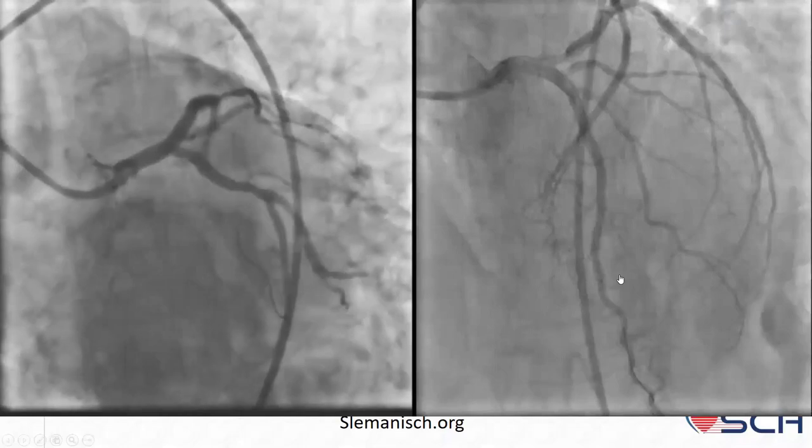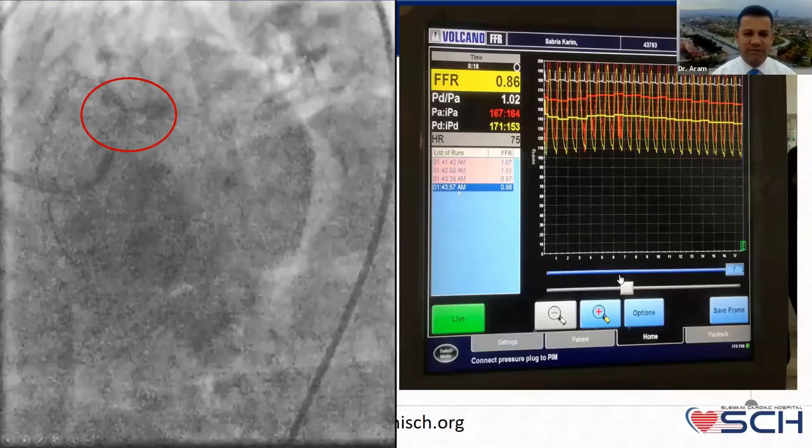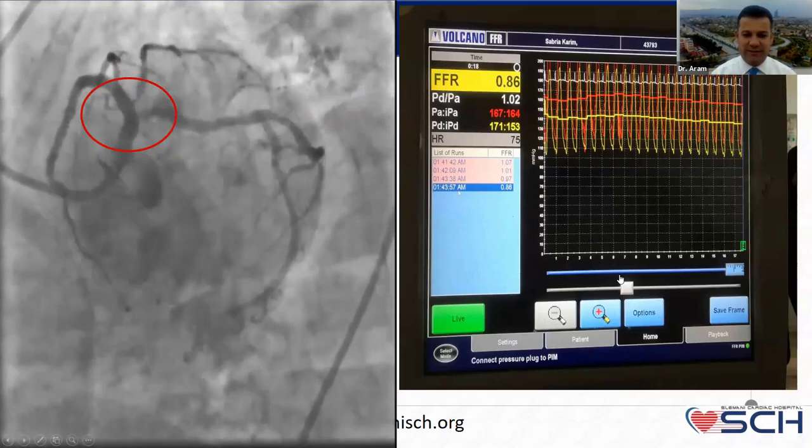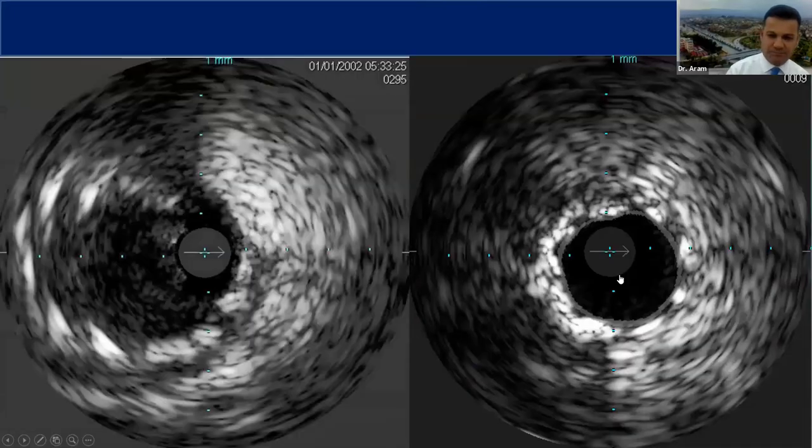And later we did FFR for the ostium of the circumflex, and it was normal. That's why the stenting for the circumflex was deferred, and this is the IVUS for that patient.